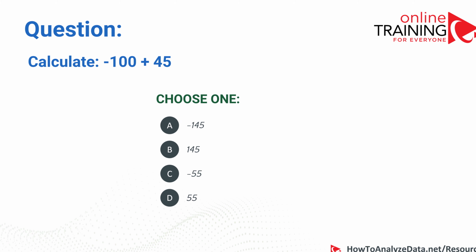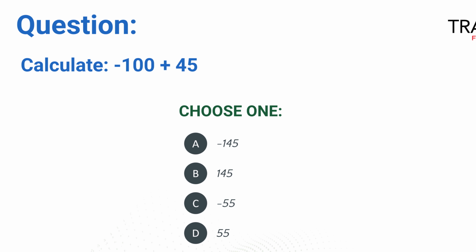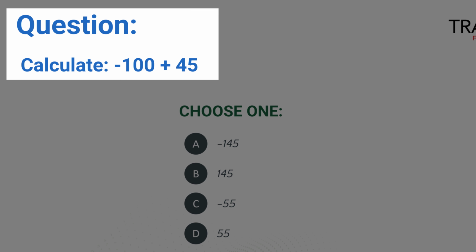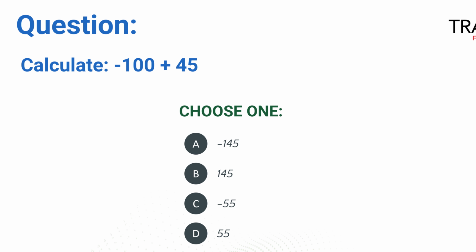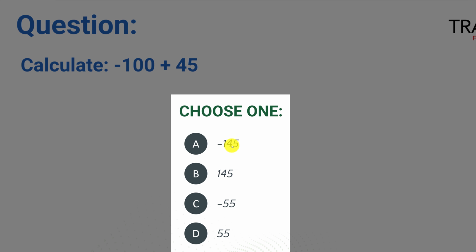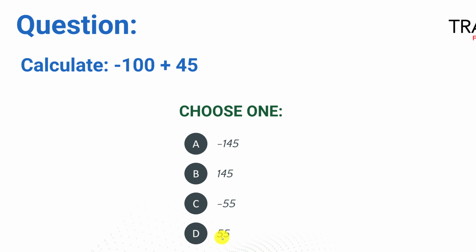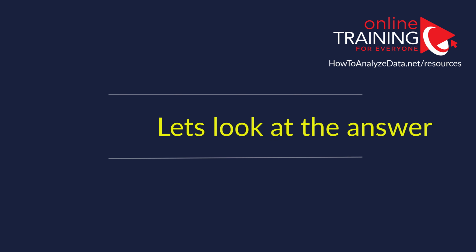Here's the question which tests your knowledge of working with negative numbers. Calculate minus 100 plus 45. Here, keep in mind that minus 100 is very tricky. Some people just don't see this minus sign right before the 100. And there are 4 choices: minus 145, 145, minus 55, and then 55. So what do you think is the right answer?